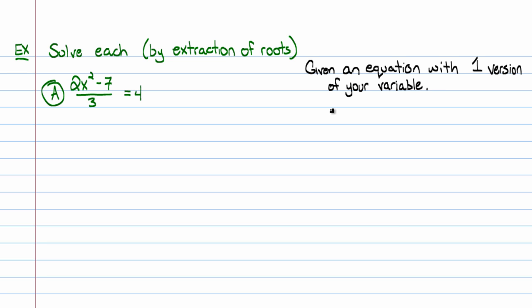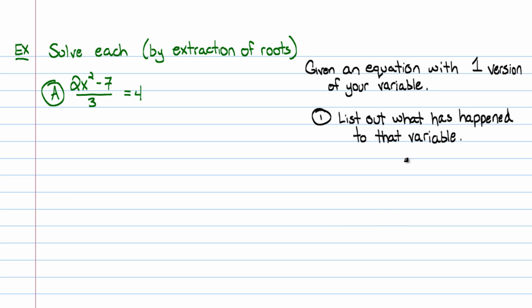Given an equation with one version of your variable, the first thing you're going to do is list out what has happened to that variable. The reason why I say this is because if somebody were just to give you this equation, they obviously are trying to hide the value of x from you. You don't know the value of x, you don't know the value of the unknown, so you have to do some work to unlock that value of the unknown.